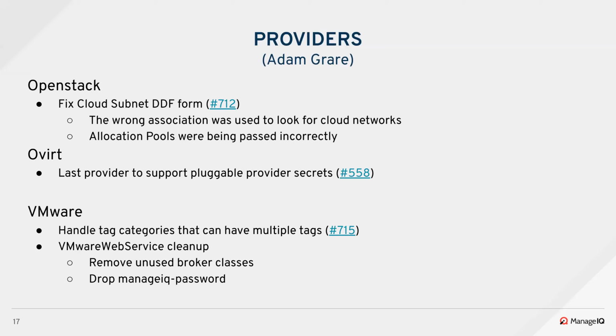This is the last provider holdout to support pluggable provider secrets. With that merge, we were able to close out that whole issue, but that's the PR for oVirt, which implemented this. And finally, for VMware, we handle vSphere tag categories, which have multiple tags in them. We were mapping the category to the label name and the tag as the value, but that doesn't really work if you have multiple tags in the same category. So we handle the multiple tag category cardinality a little bit differently for that.